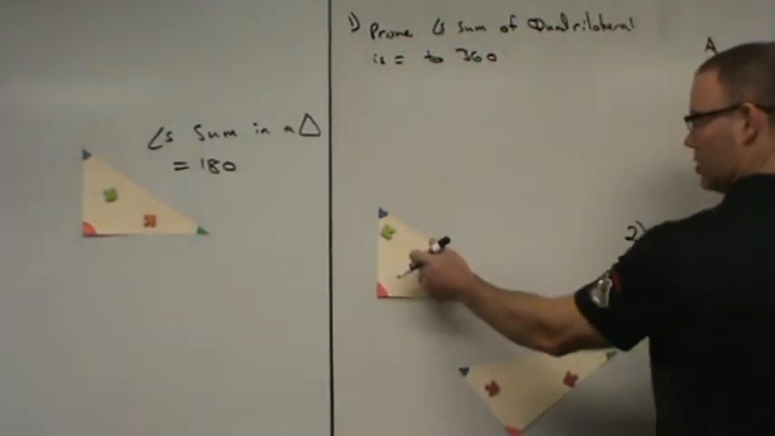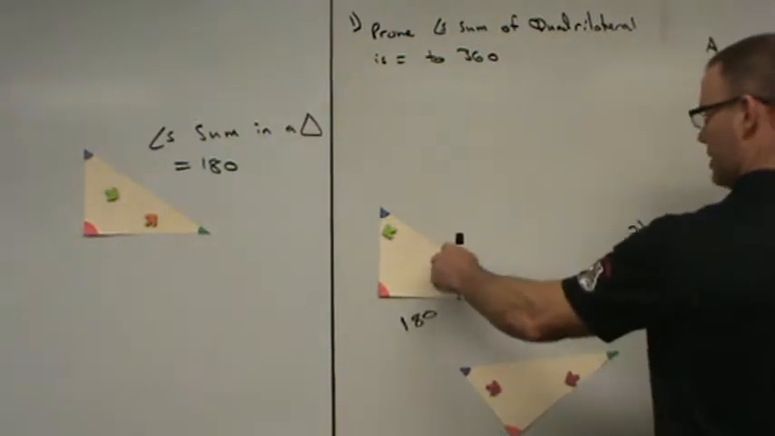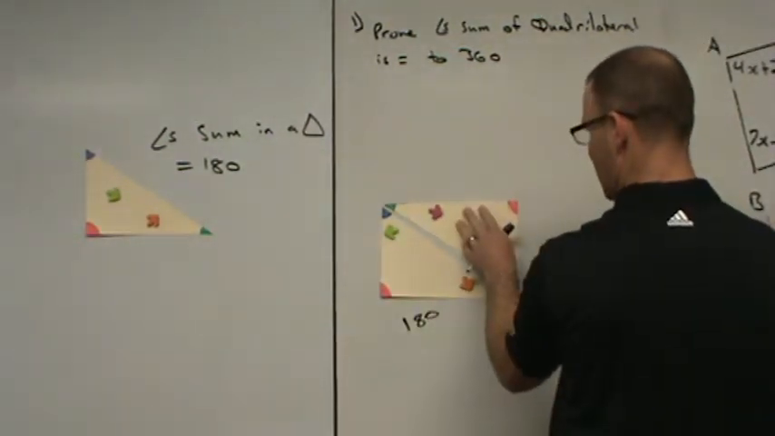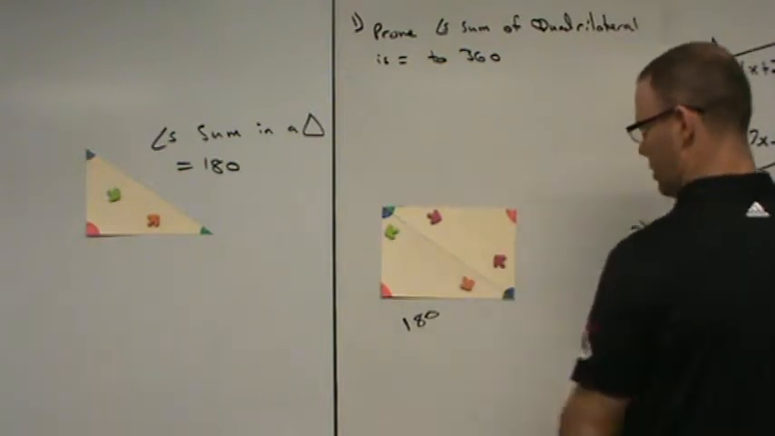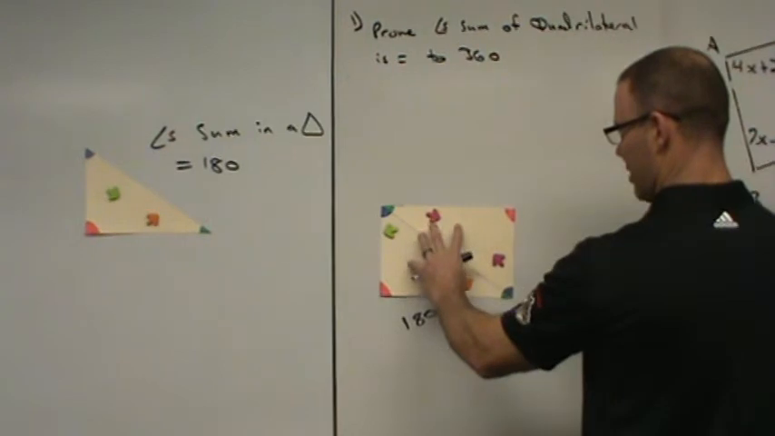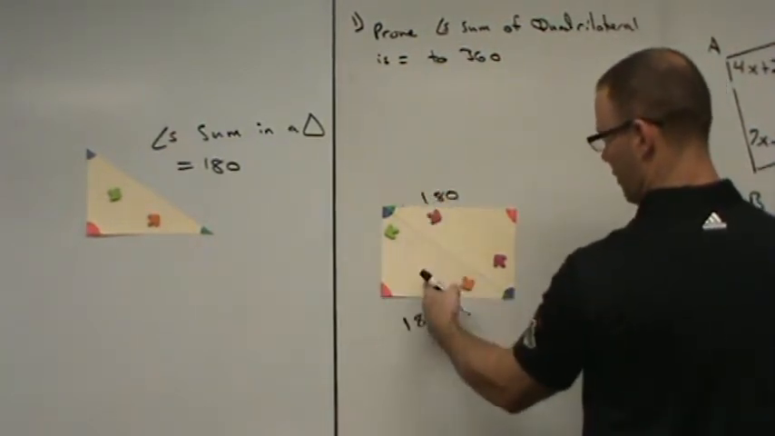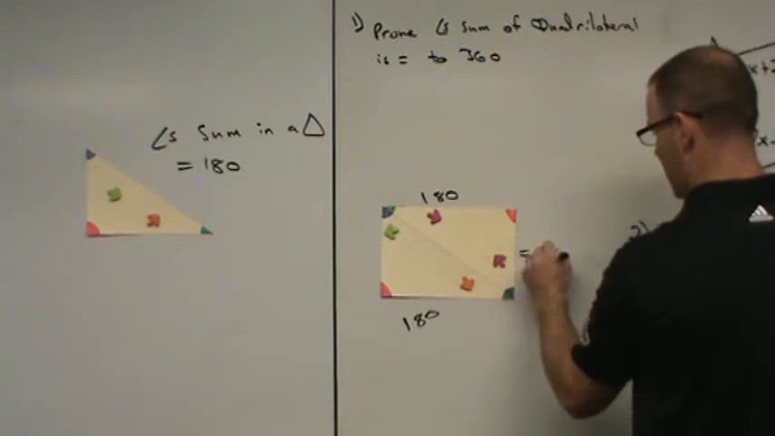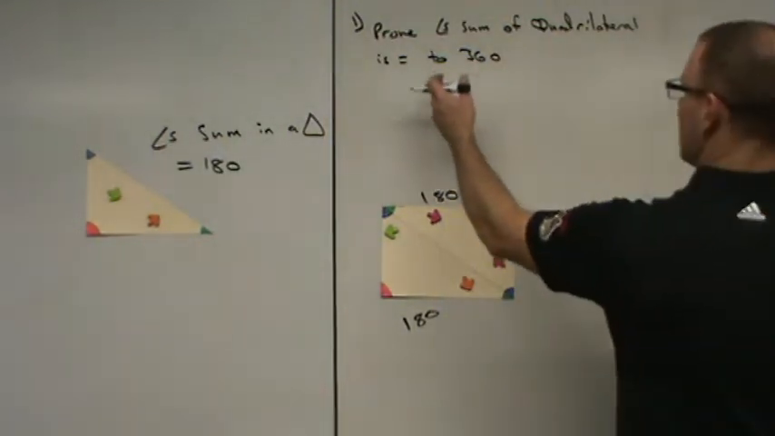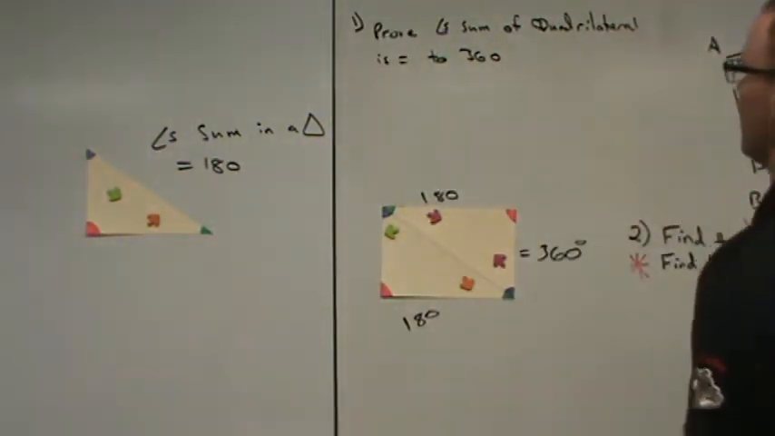Take your initial triangle. We know that this is 180 degrees. If I take and rotate it about the midpoint of one of its sides, I end up with another triangle that looks like this. So all in total, how much would the sum of this four-sided figure end up being? Well, gee, if this is 180, this is 180, together we get 360 degrees. So it says prove the angle sum of a quadrilateral is 360.